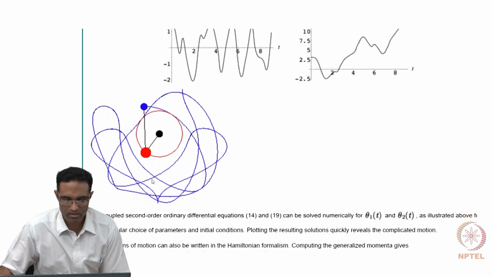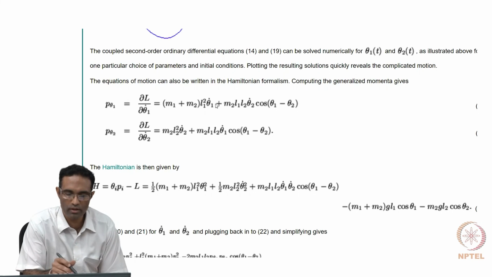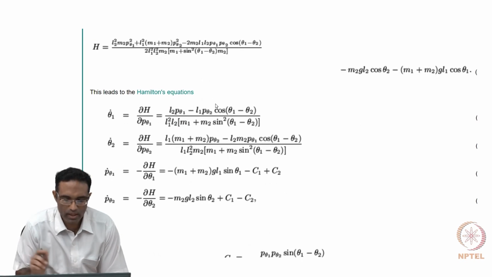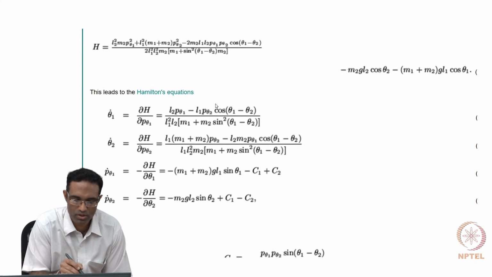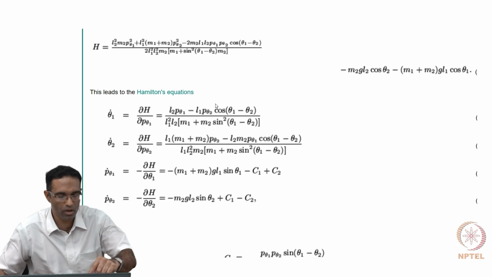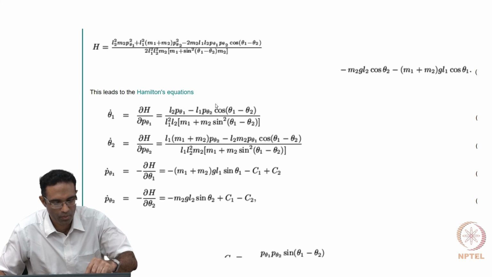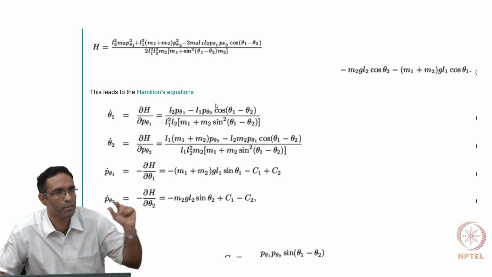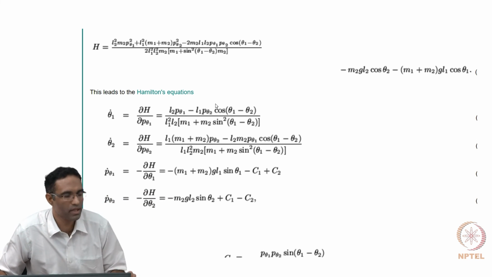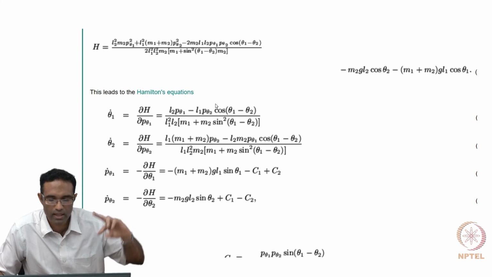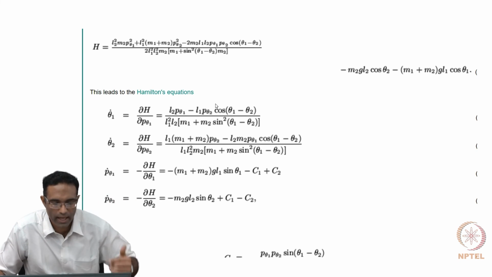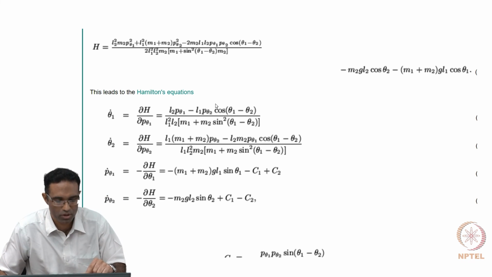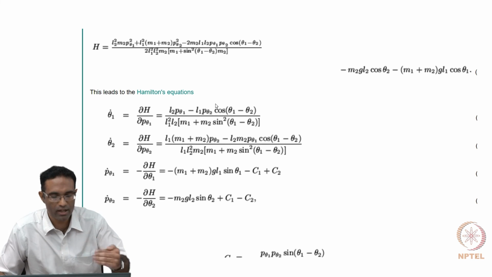that's not the case. You can take a look at it, and if you write down the Hamiltonian, you will get these as the Hamilton's equations right here: theta 1 dot, theta 2 dot, p theta 1 dot, p theta 2 dot. For each theta 1 and theta 2, there will be corresponding momenta associated with them also. And instead of getting second order differential equations, you get coupled first order differential equations, and the positions and the momenta are treated kind of separately.